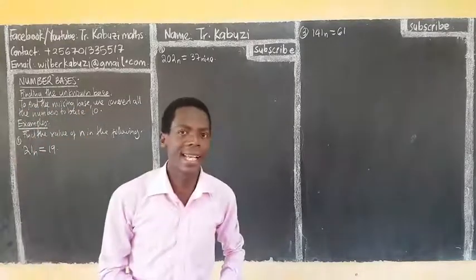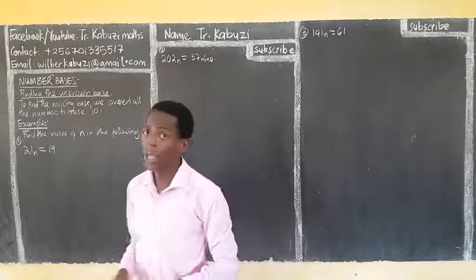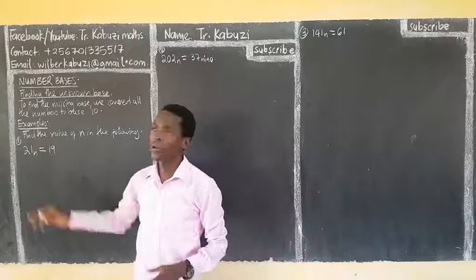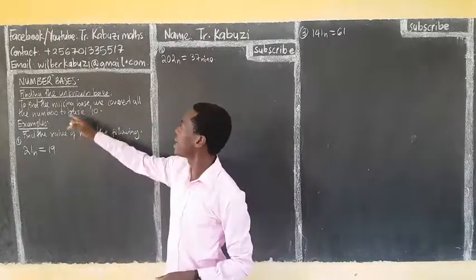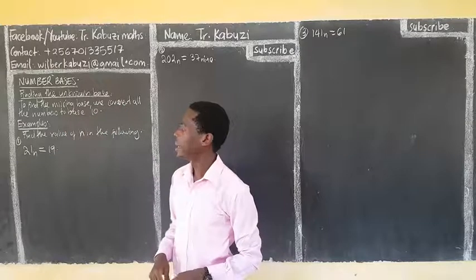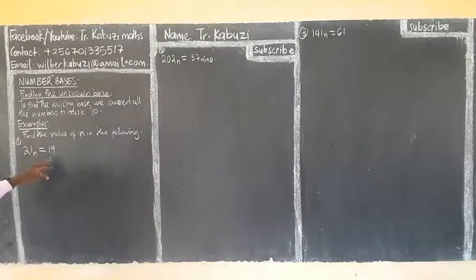Okay, now members, let us see how we find the missing base if we are not given that base. For example, like you see here, we don't know this base. How do we go about that? To find the missing base, we convert all the numbers to base 10 if they are not in base 10. Any number without a base is in base 10, so this one is already in base 10. You leave it there.